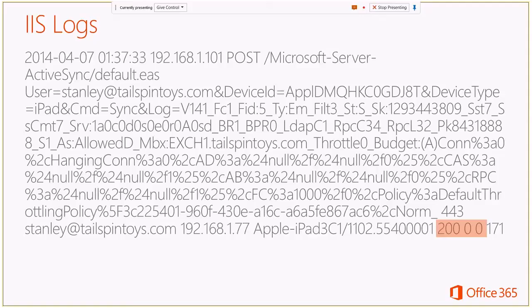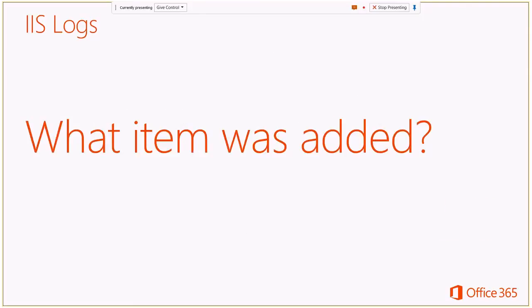But what item was added? When we go back and look at that log, it told us one item was added. What if it said one item was deleted? We don't have details within the IIS logs to give us that granular information. So we can make assumptions using IIS logs, but we don't want to do that. We need definitive answers when it comes to ActiveSync.